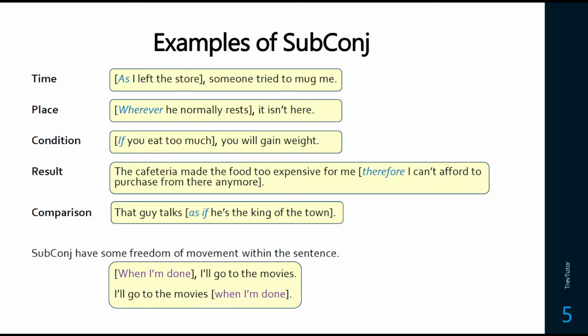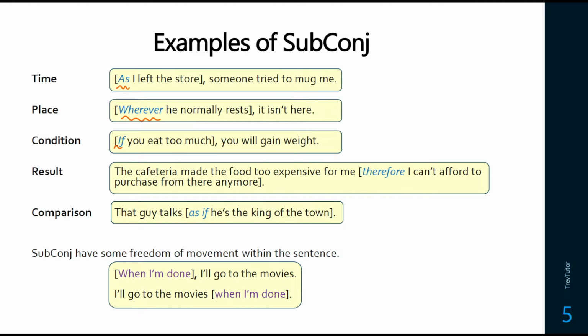So here's some examples of some subordinate conjunctions creating adverbial clauses. "As I left the store, someone tried to mug me." This is an adverbial of time. "Wherever he normally rests, it isn't here." So wherever is introducing the clause. So this is a subconj, and "he normally rests" is the sentence. "If you eat too much, you will gain weight." So "if you eat too much" is dependent on the independent "you will gain weight."